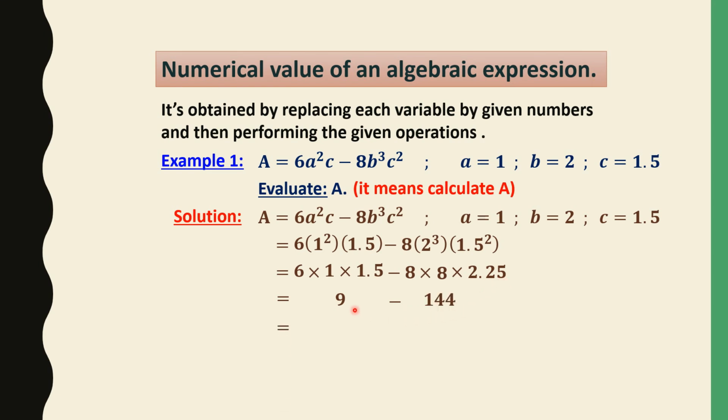In the end, here we have a positive number and a negative number. We subtract them and we put the sign of 144. We put minus. And we obtain negative 135.